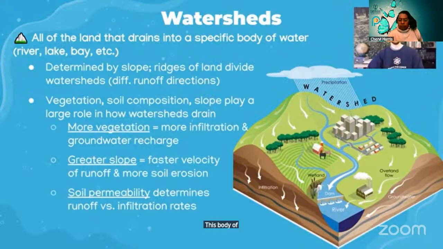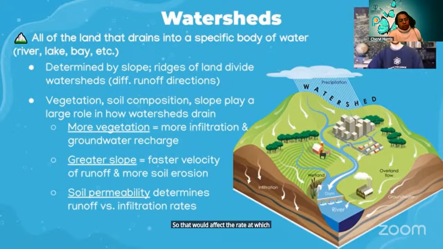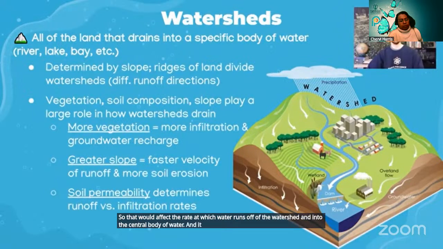Then finally, we have soil permeability. And so how permeable the soil is impacts whether or not water is running off or whether or not it is infiltrating and recharging groundwater. So that would affect the rate at which water runs off of the watershed and into the central body of water. And it may also impact the sorts of pollutants that it's gathering or the sediments that it's washing in.